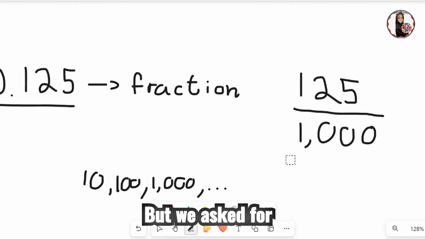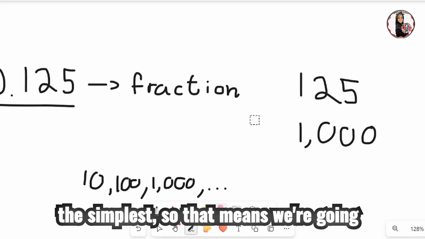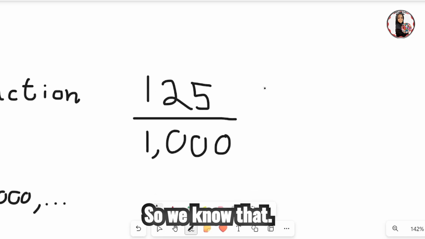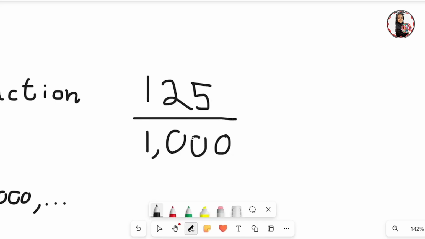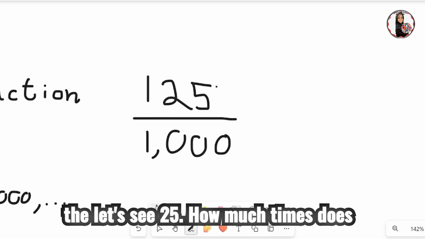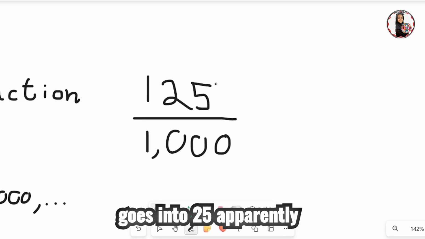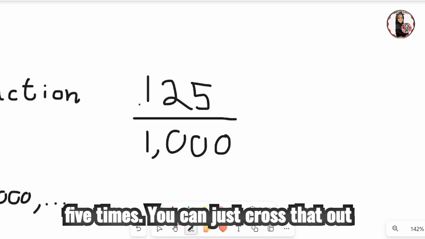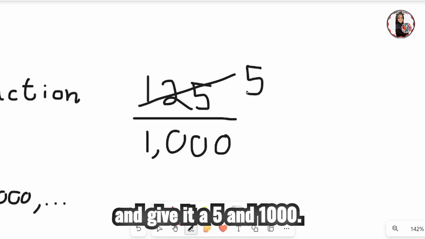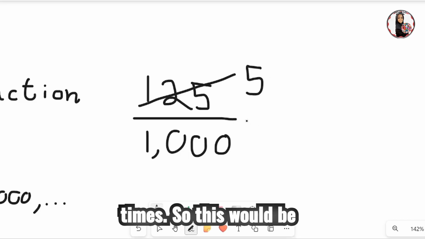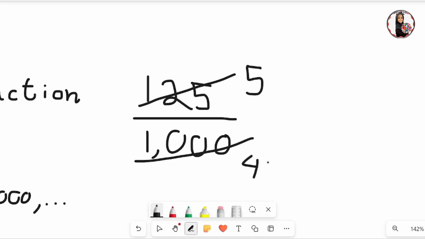But we asked for the simplest form, so that means we're going to have to simplify. Let's see, 25. How many times does 25 go into 125? It goes in 5 times. So you can just cross that out and give it a 5. And 25 goes into 1,000 40 times. So this would be a 5, and then this would be a 40.